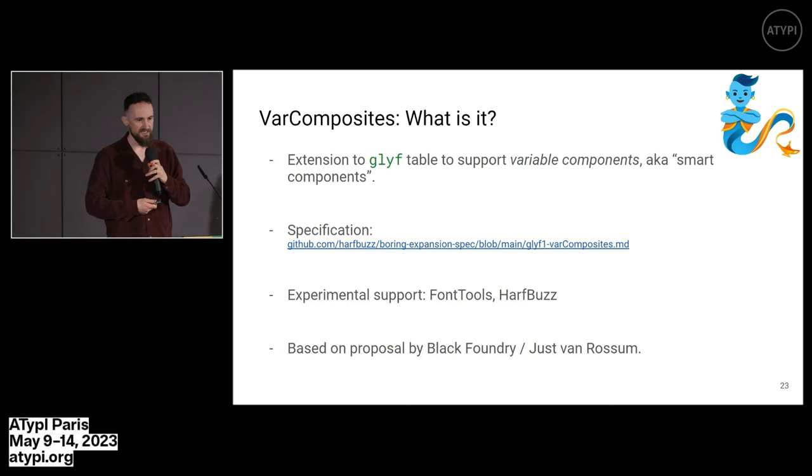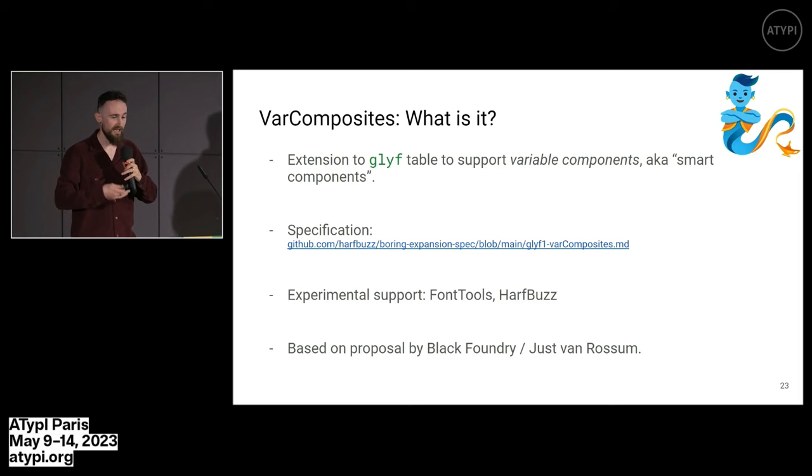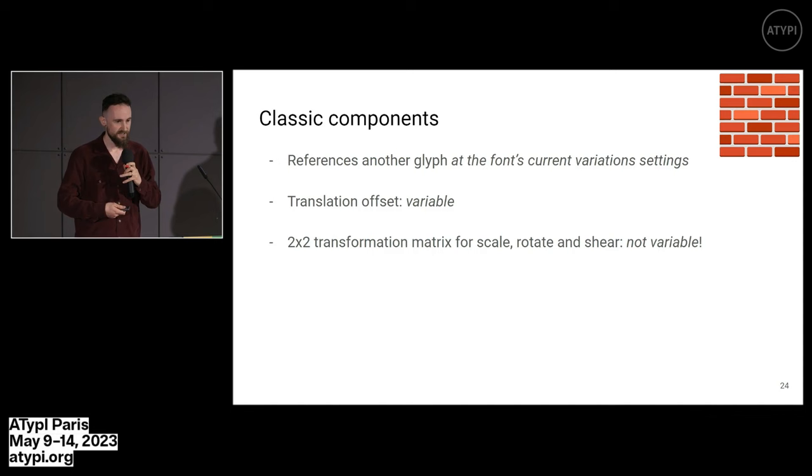The third thing is to take what Glyphs calls smart components and bring that into the format. This idea of having variable composites is something that's been around for a very long time and is in other font formats outside of the world of OpenType. So this has been based on some proposals by Black Foundry and Just van Rossum, who developed what they call deep components for one of their projects.